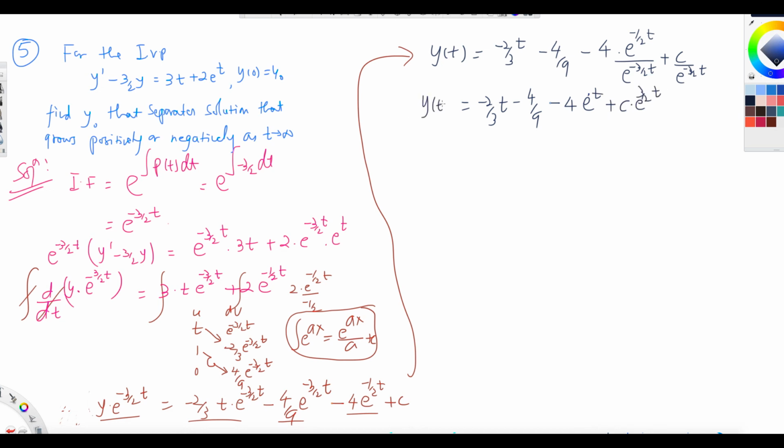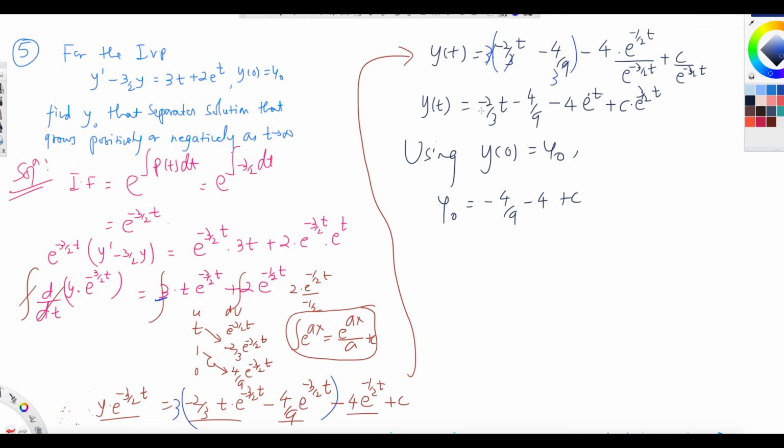So y of t equals, right? Now using y at 0 equals y0, what do you get? You get y0 equals, this will be 0, this will be negative 4, right? So negative 4/9 minus 4, and this will be plus c, right? Oh, by the way, I forgot something here. Let me show you that. I forgot that 3 here. So this is 3 times that thing. So 3 times that thing, and that 3 and 3 will cancel out, so this will become 3, right?